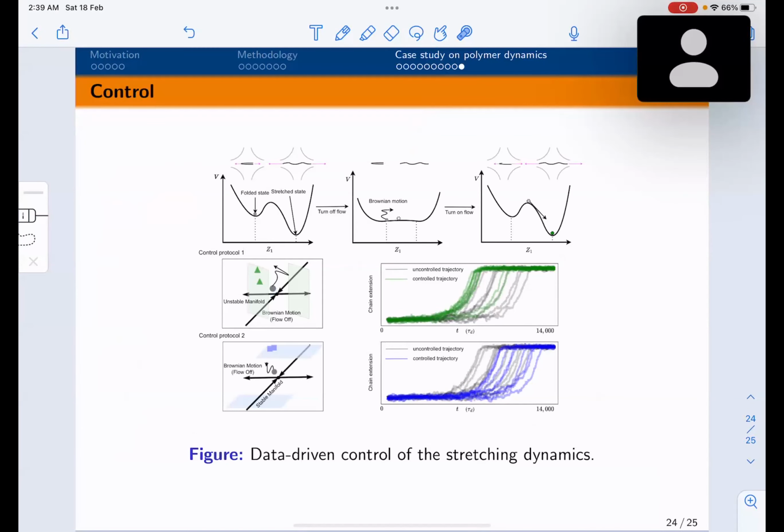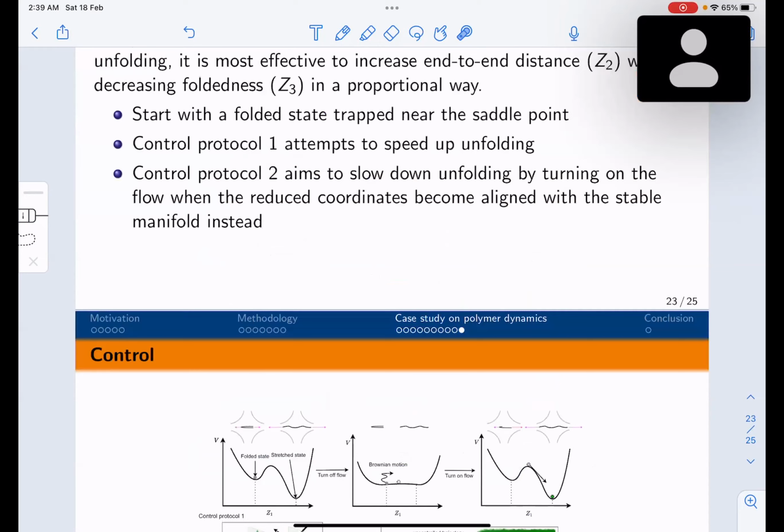Maybe the polymer is at another point, right? If the polymer arrives near the saddle point, this is the saddle point, if it arrives here, we turn off the flow, because our flow is the elongational flow. After we turn off the flow, it only has the Brownian motion here. Then, if the polymer arrives at the unstable manifold, this direction is computed.